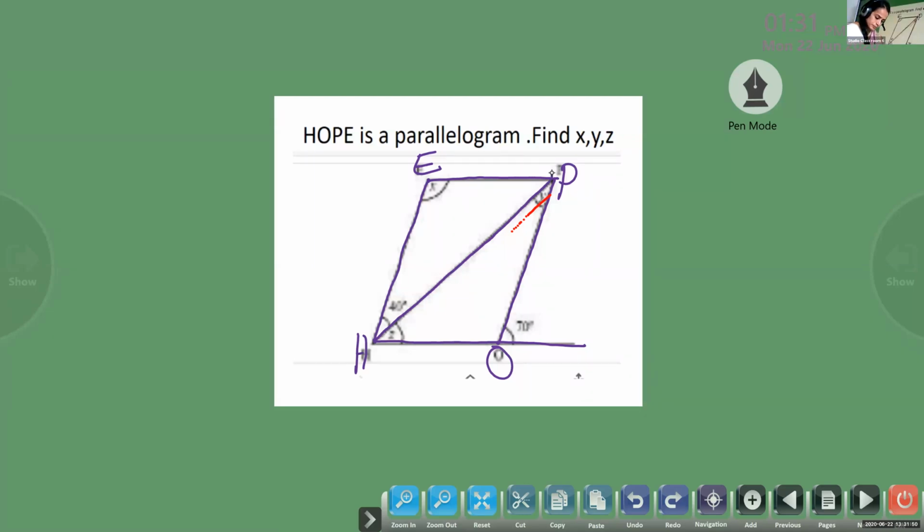And given that this angle is 70 degree. This angle is Y, that we have to find. This angle is Z. Y is equal to 40. Wait, we will discuss. This is 40, correct? Okay. Draw it. Find X, Y, Z. That is the question.